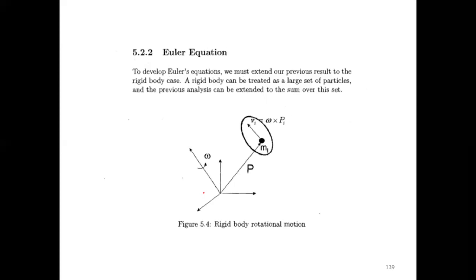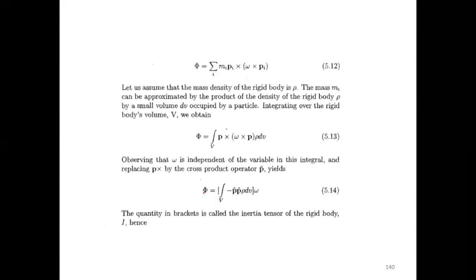This is the Euler equation. To develop the Euler equation, we must extend our previous result to the rigid body case. The rigid body can be treated as a large set of particles, and the previous analysis can be extended to the sum over this set. These are the equations.